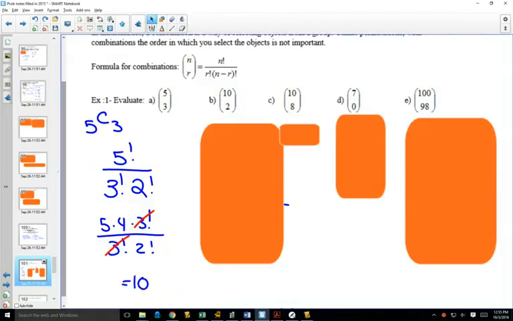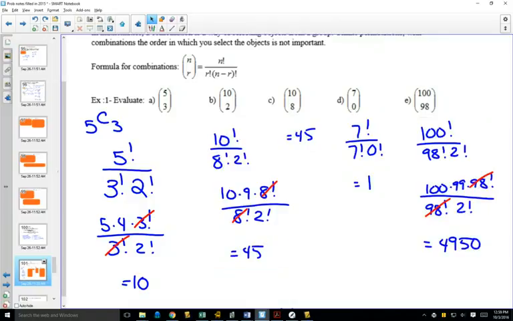These are all non-calculator questions. Do the next 4. Perfect. Except for the D, I kind of forgot that.